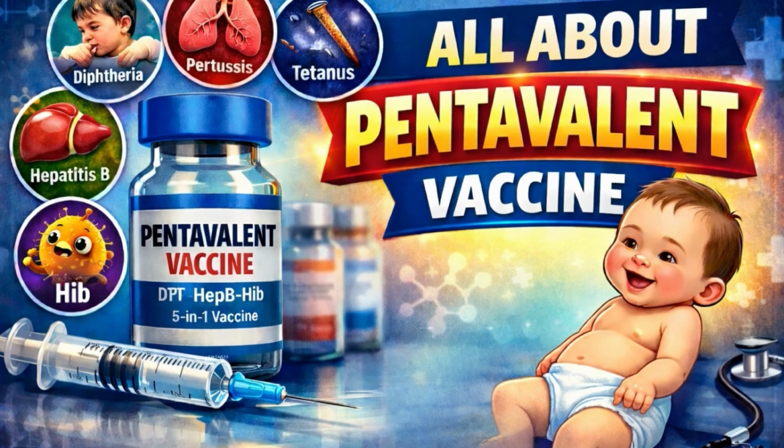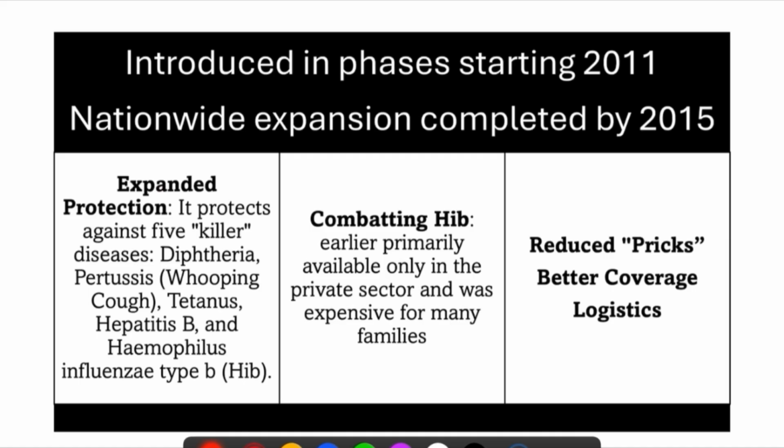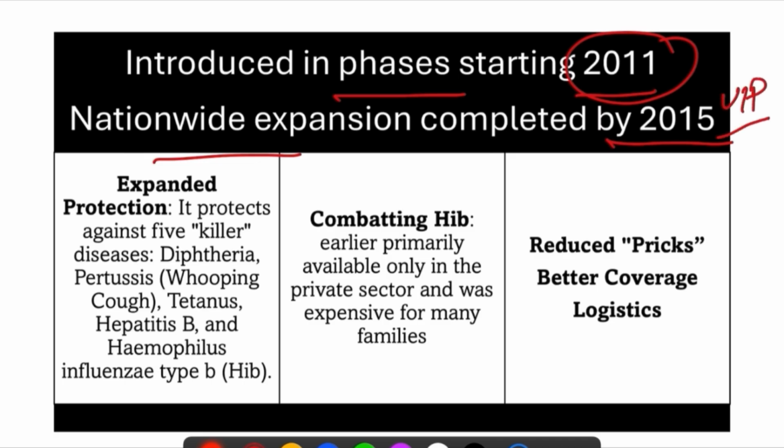In this video, we will discuss the details of pentavalent vaccine. What is the schedule of this vaccine, how it is given, what are the different side effects, and what are the cold chain requirements of this vaccine. Here, the pentavalent vaccine was introduced in a phased manner starting in the year 2011, and later it was expanded nationwide, which was completed by the year 2015 under the Universal Immunization Program.